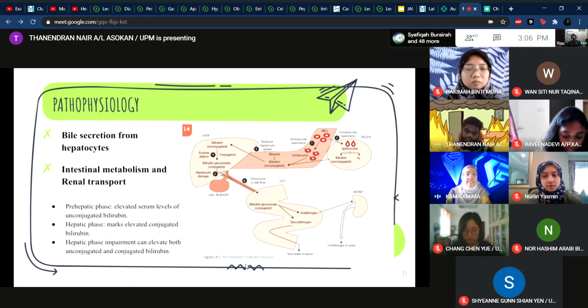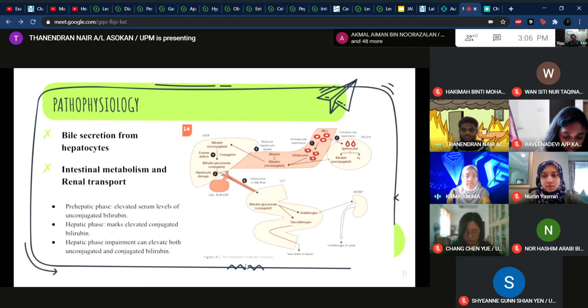The second one is intestinal metabolism and also renal transport. As we know, the intestinal mucosa does not reabsorb conjugated bilirubin due to its hydrophilicity and large molecular size. The colonic bacteria deconjugate and metabolize bilirubin into urobilinogens, of which 80% gets excreted into the feces as stercobilin, and the remaining 10 to 20% undergoes enterohepatic circulation.